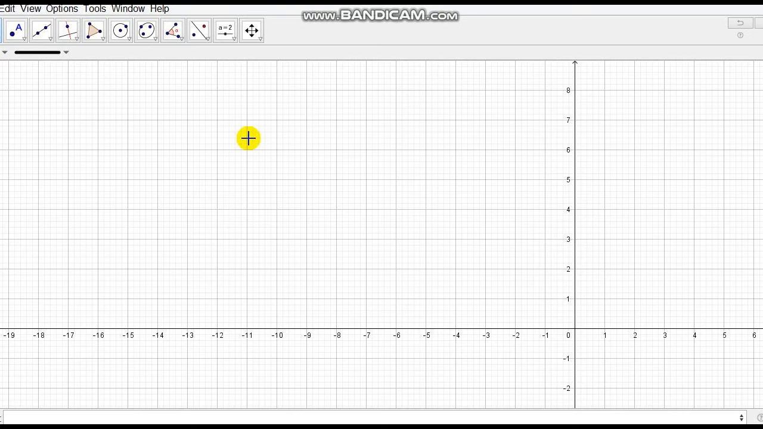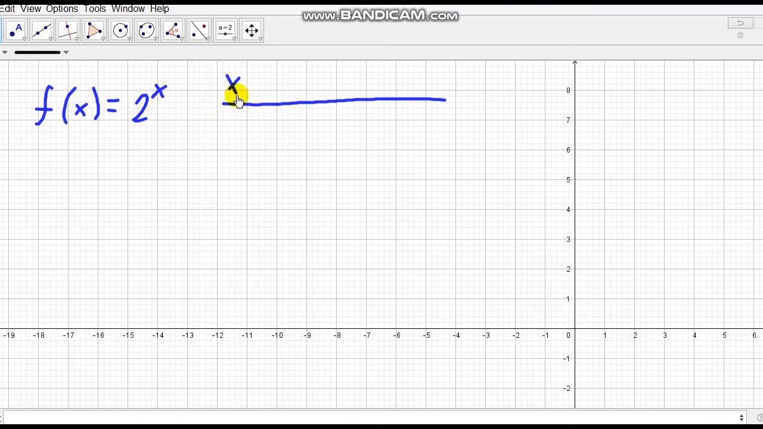Notably, remember that an exponential function is increasing if b is greater than 1, and it is decreasing if b is in between 0 and 1. So let's have an example. Let f of x be equal to 2 raised to x. From here, we will construct a table of values so that we would know how we are going to graph it. So let's have the x and y.